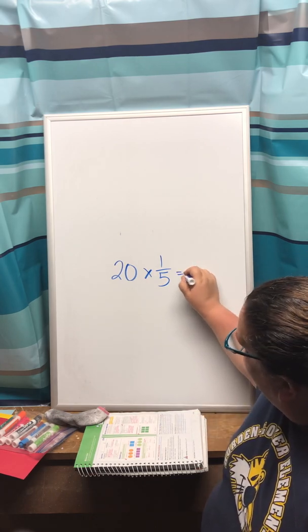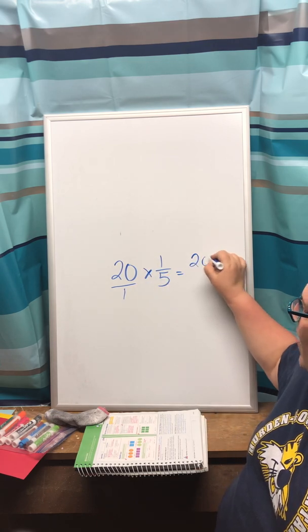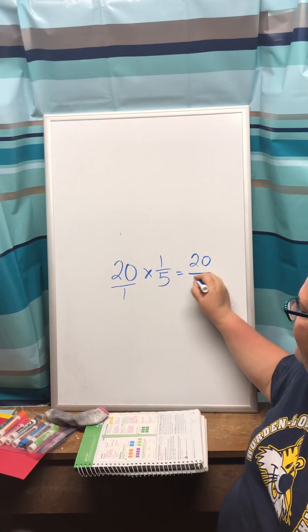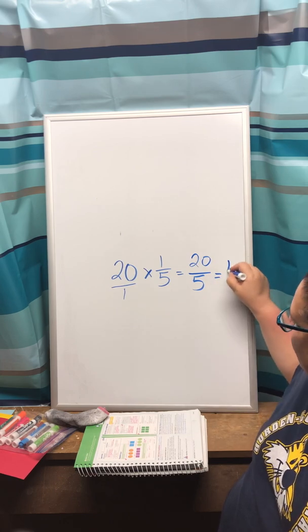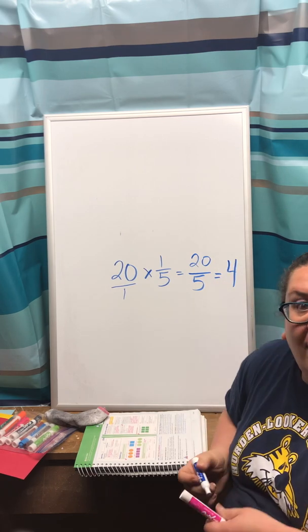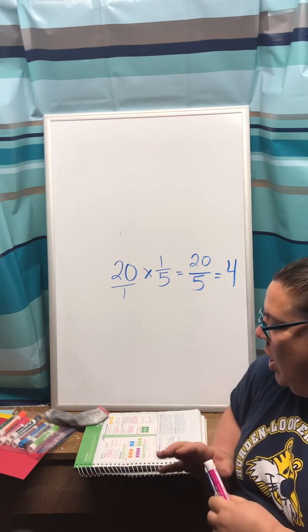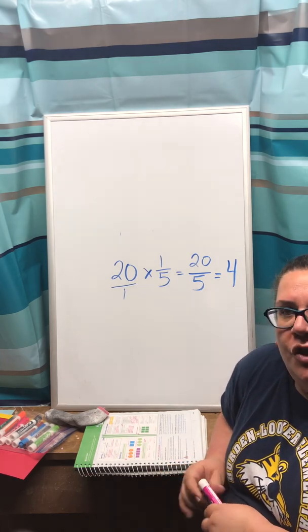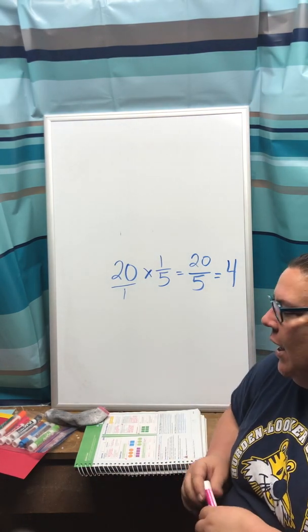If I do the multiplication now, I do 20 times 1 is 20, 1 times 5 is 5, and I get back to 20 divided by 5, which is 4. 4 is how many candy bars I actually started with. Okay, so for question number 2, we're just checking up on how we answered question 1.